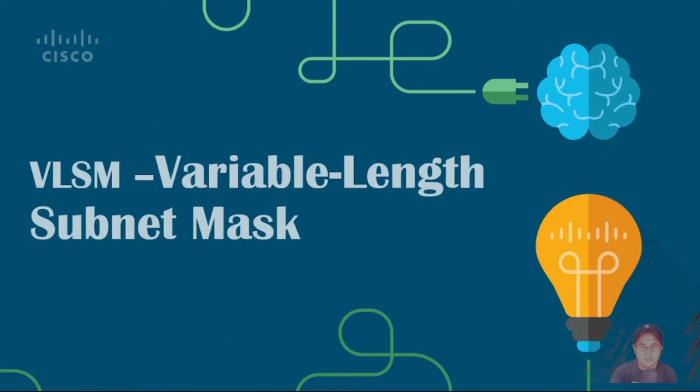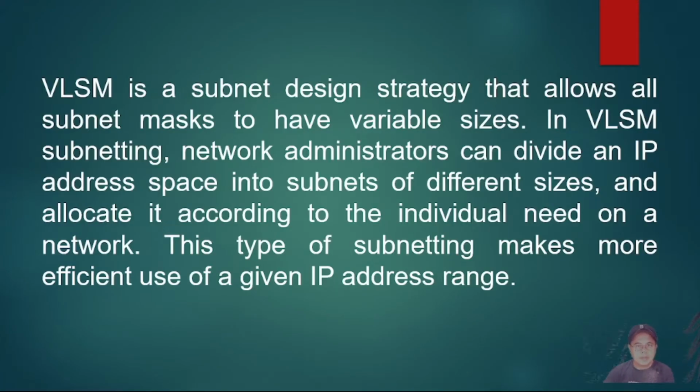VLSM is a variable length subnet mask. It is a subnet design strategy that allows subnet masks to have variable sizes. In VLSM subnetting, network administrators can divide an IP address space into subnets of different sizes, and allocate them according to the individual need on a network. So this type of subnetting makes more efficient use of a given IP address range.